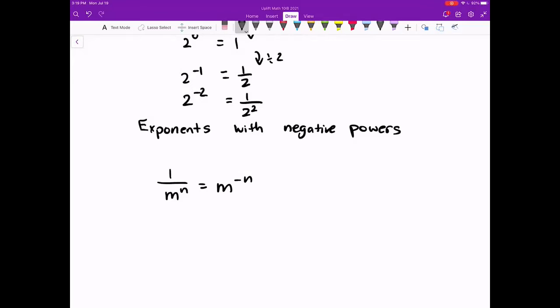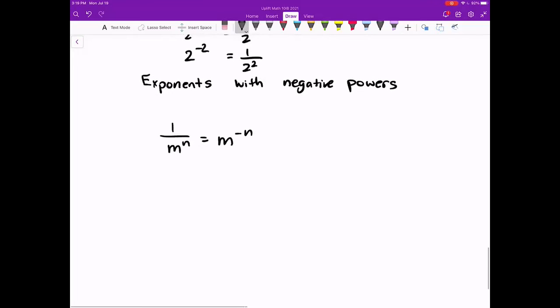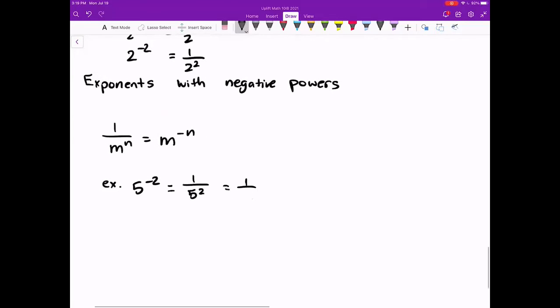So we could do a simple example of this. When we have something like 5 to the power of -2, we can apply the formula. We have 1 over 5 to the power of 2, and that's 1 over 25.